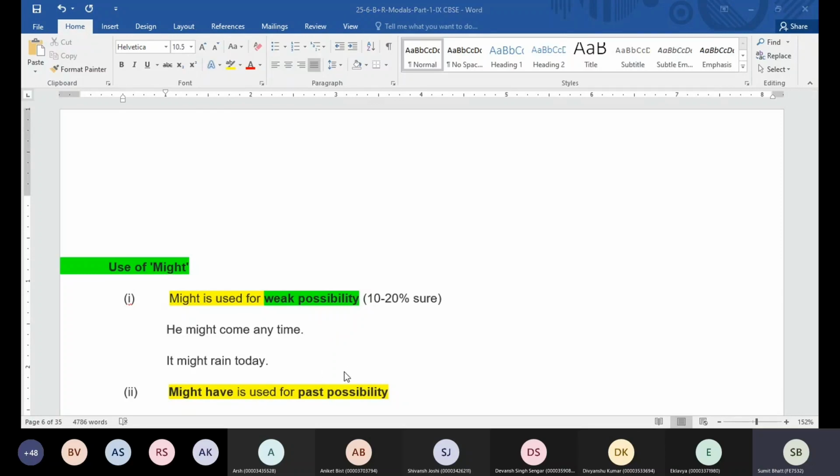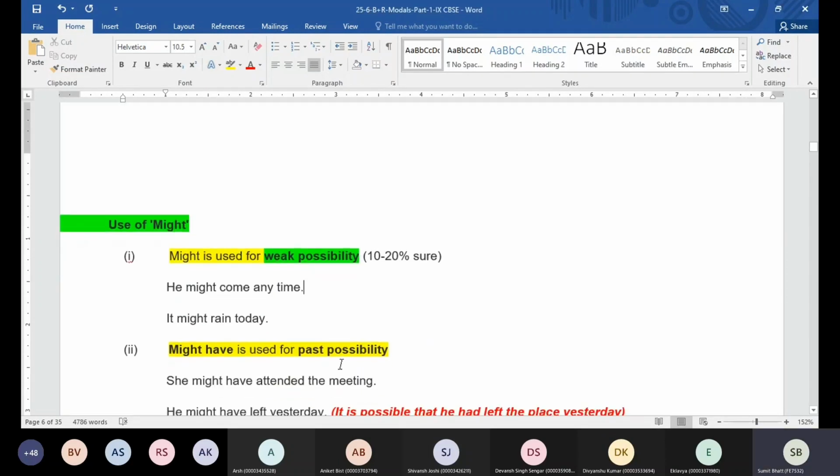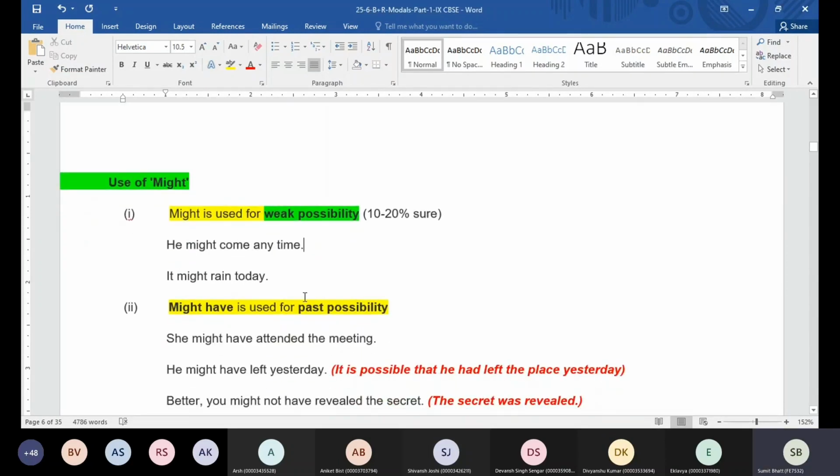Like it might rain today. So when you say it may rain, it's 50%. It might rain, it means a least possibility is there. Okay, then we use might have, guys. Might have is going to be for past possibilities. Okay, like could was there for the past possibilities. We can also use might have for the past possibilities.